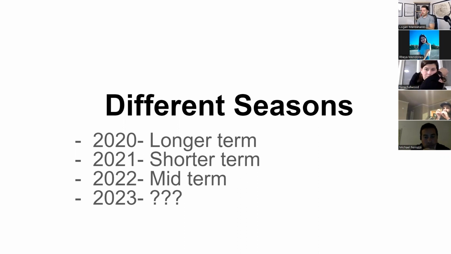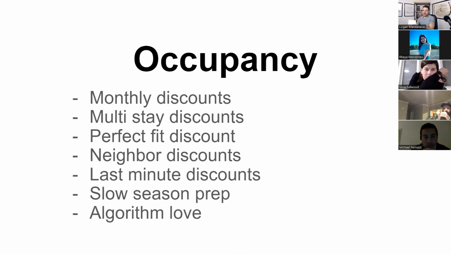Okay, so let's talk about occupancy, okay? How do we keep our occupancy high? One way we do that is through offering specific discounts, okay? We do monthly discounts, multi-stay discounts, perfect fit discounts, neighbor discounts, last minute discounts, low season prep, and I'll teach you guys a little bit about algorithm love.